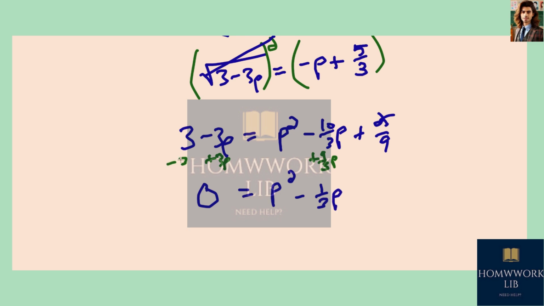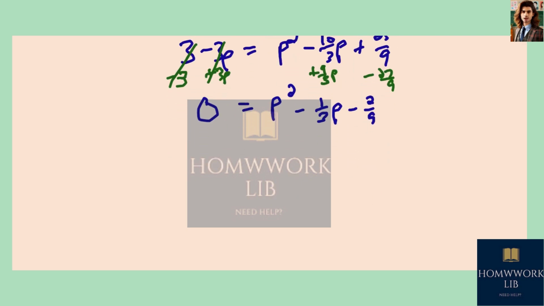And then when subtracting 3 from both sides, think of that as 9/3. We want that in ninths. So 27/9 is what we are subtracting. And so we'll get minus 2/9. We could now solve by completing the square.